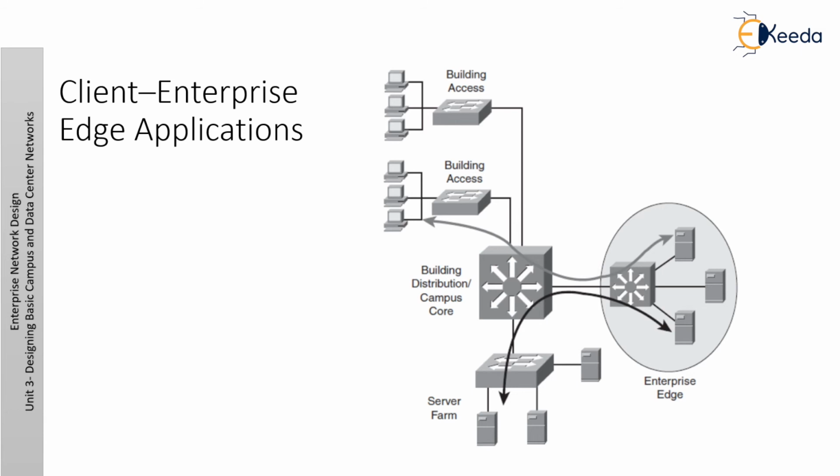Client enterprise edge application. This is the diagram which shows client enterprise edge application where building access, building distribution, campus core, server farm, and enterprise edge. So this is the modern architecture for that. Client enterprise edge applications use servers on the enterprise edge to exchange data between the organization and its public servers. The most important issues between the enterprise campus network and the enterprise edge are security and high availability.